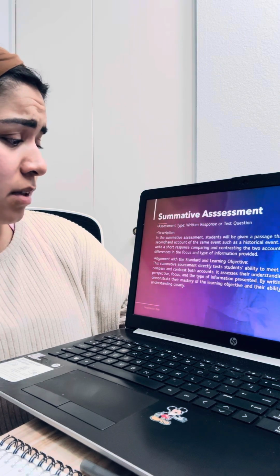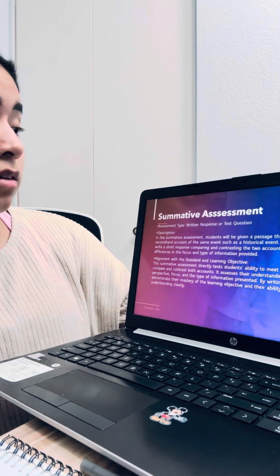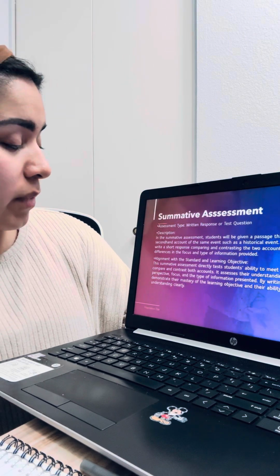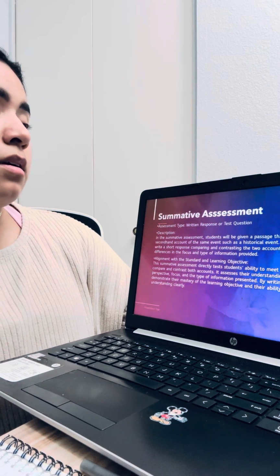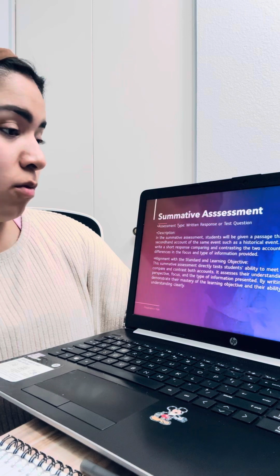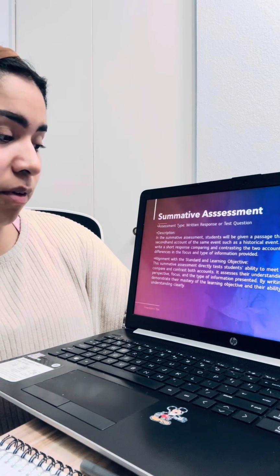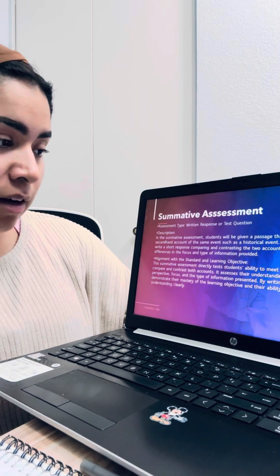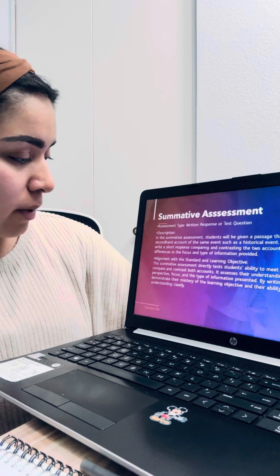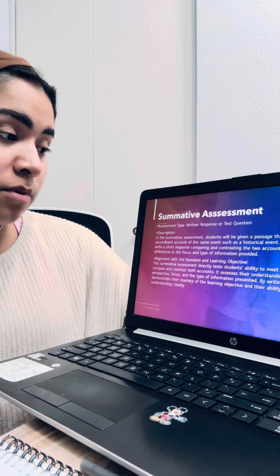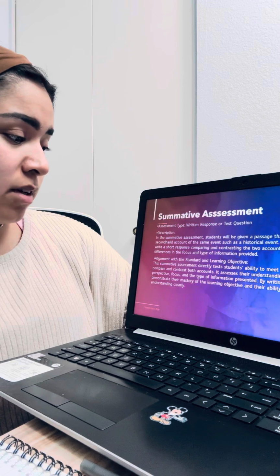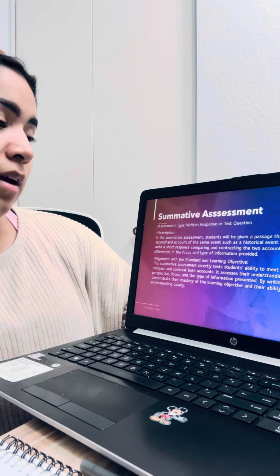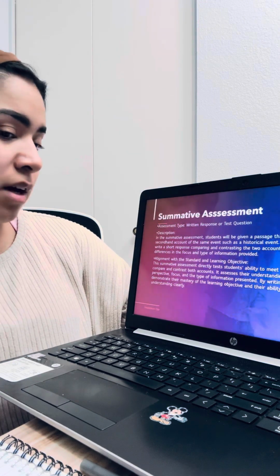How does this assessment align with the standard and learning objective? This summative assessment directly tests students' ability to meet this by requiring them to compare and contrast both accounts. It assesses their understanding of the differences in perspective, focus, and the type of information presented. By writing a response, students demonstrate their mastery of the learning objective and their ability to articulate their understanding clearly.